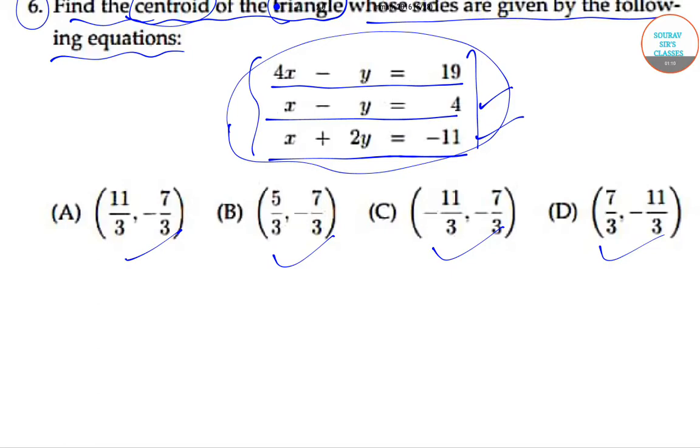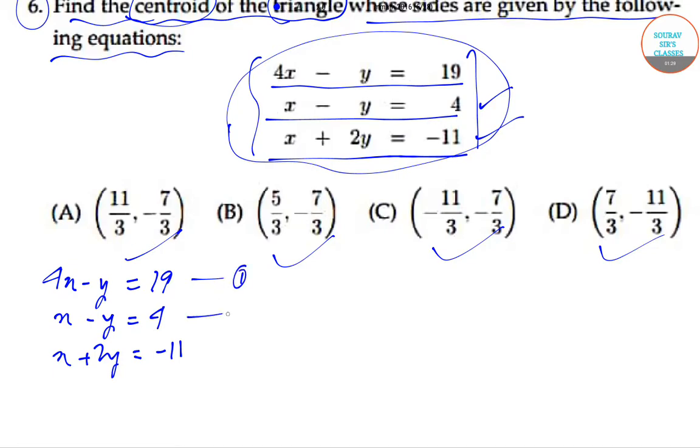So first we'll write down the equations of the sides: 4x minus y is equal to 19, x minus y is equal to 4, and x plus twice y is equal to minus 11. This is equation 1, this is equation 2, and this is equation 3. Now we'll start to solve this problem.